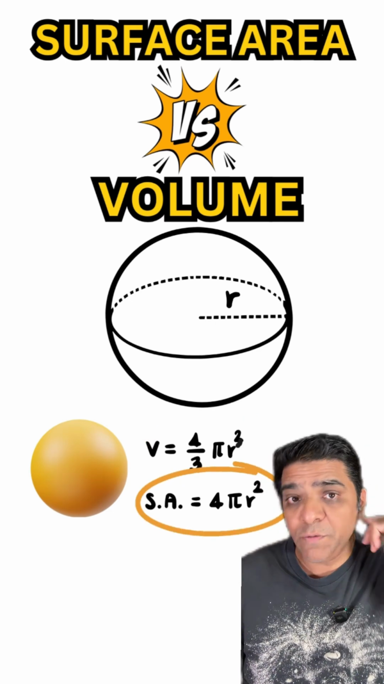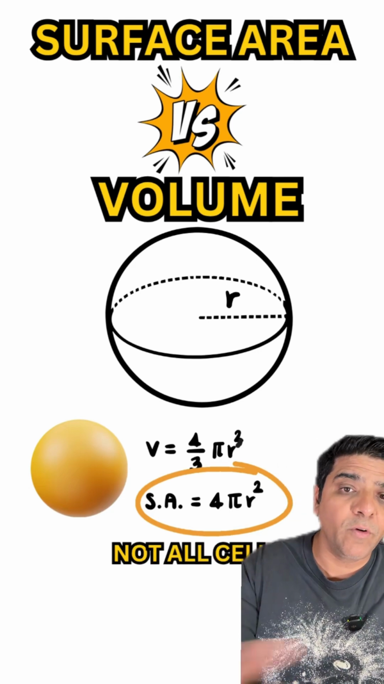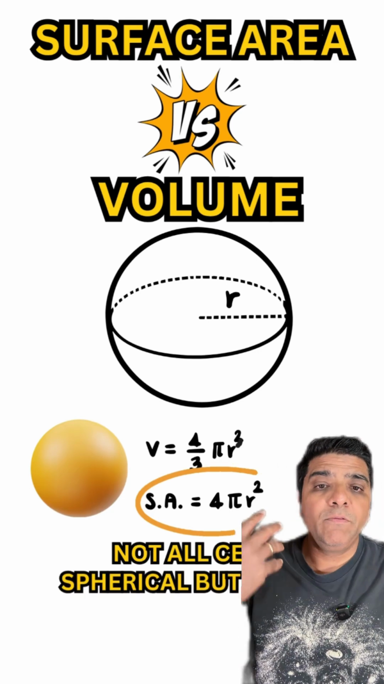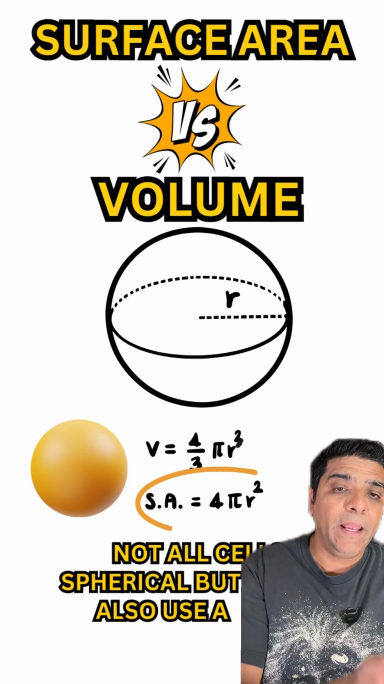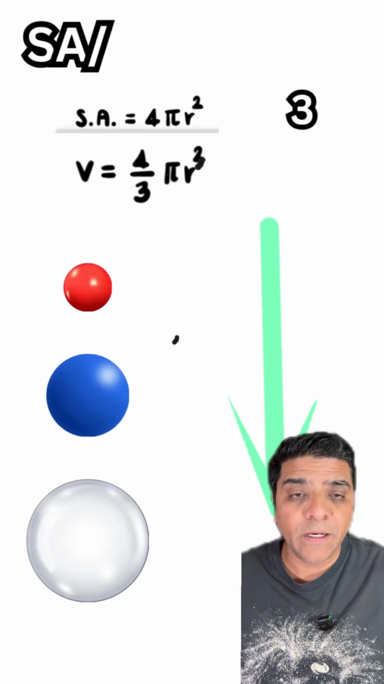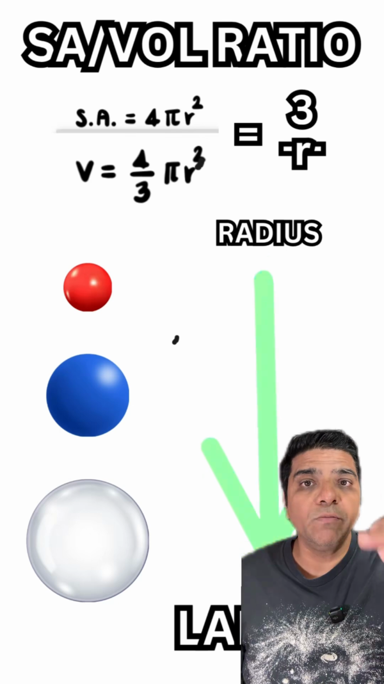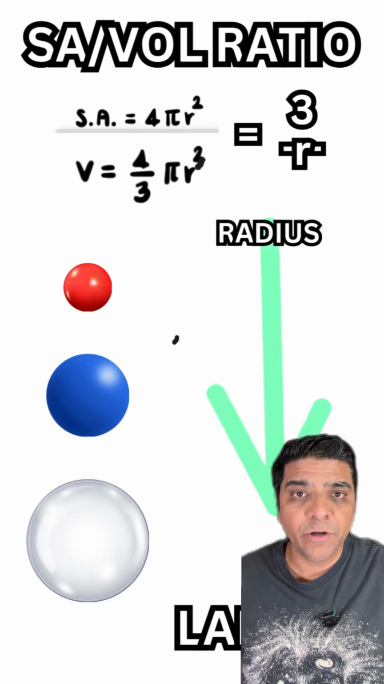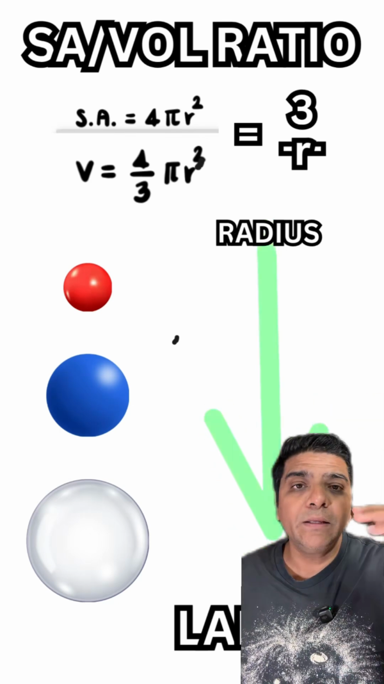If you look at a sphere, for example, the volume of a sphere is 4/3 πr³ and the surface area of a sphere is 4πr². Now, not all cells are spherical, but we can certainly make an example using that. So, with the surface area to volume ratio, when you divide those, you get 3 divided by r.